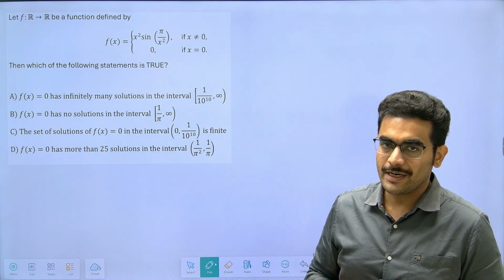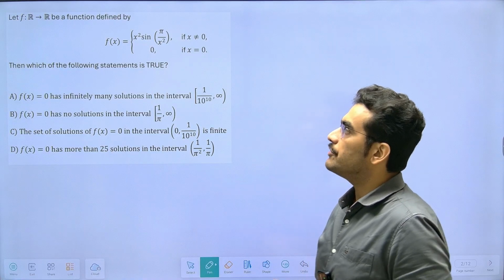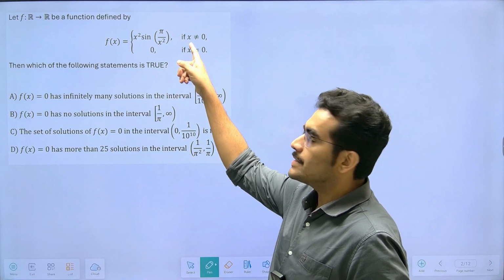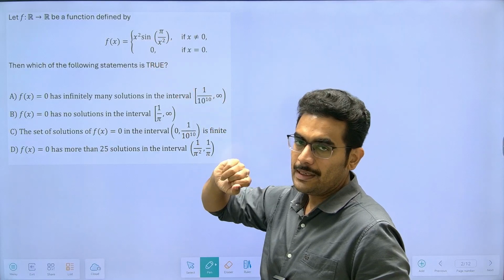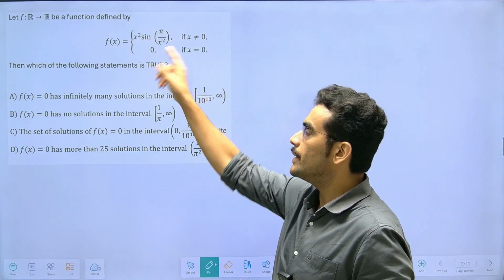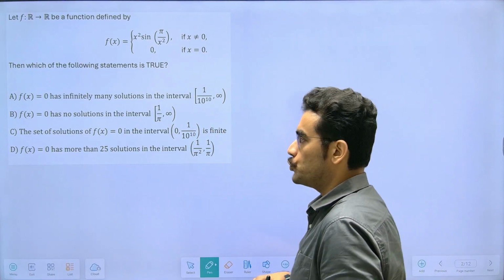Let's take this previous JEE Advanced question. It says: let f: R → R be a function defined by f(x) = x² sin(π/x²) when x is not equal to 0, and f(x) = 0 when x is equal to 0. This is the function. Then which of the following statements is true?